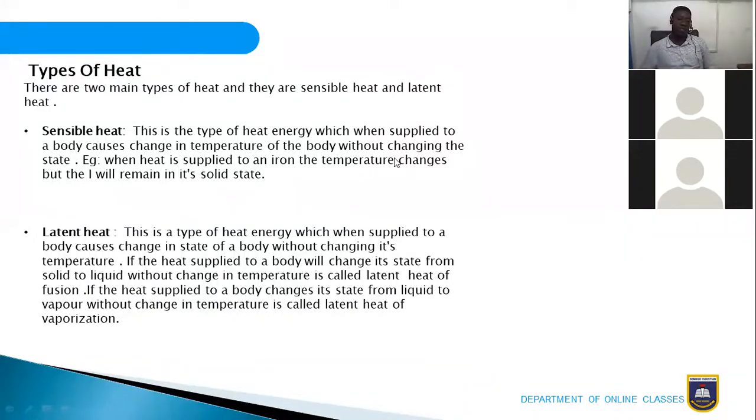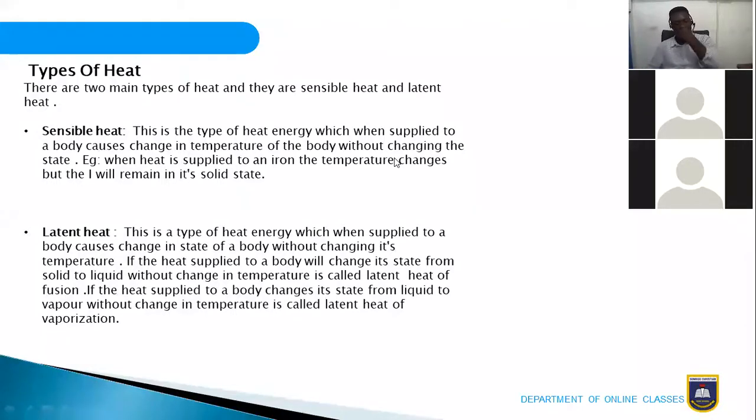When we talk about sensible heat, this is the type of heat energy which, when supplied to a body, causes a change in temperature of the body without changing the state. If you boil water without it reaching 100 degrees Celsius or a little bit above, the water cannot reach its vapor state. But when you heat water above 100 degrees, it has bypassed its boiling point, so it begins to vaporize.